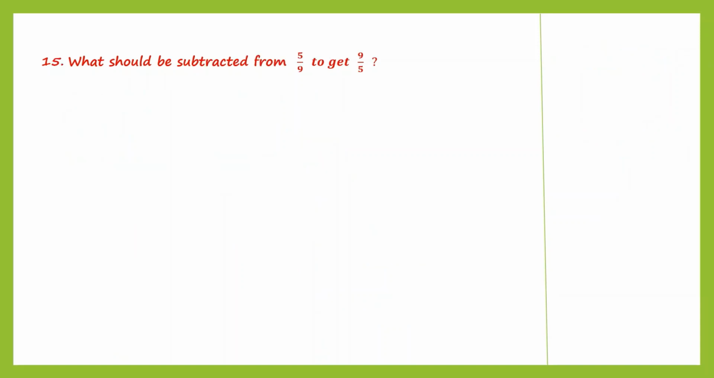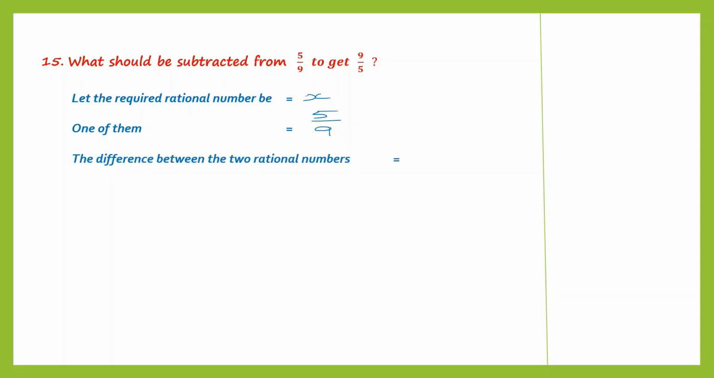Now the 15th one, what should be subtracted from 5 by 9 to get 9 by 5? Let the required rational number be x. And one of the numbers given to us is 5 by 9. Now since we are subtracting, we call it the difference. The difference between the two rational numbers should be 9 by 5. That means from 5 by 9, we are going to subtract x. So 5 by 9 has to be written first. 5 by 9 minus x is equal to 9 by 5.